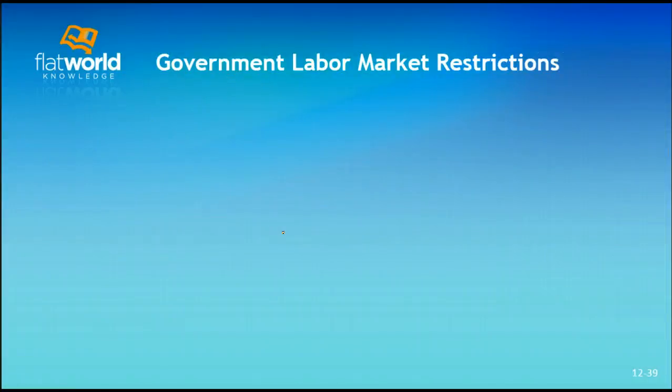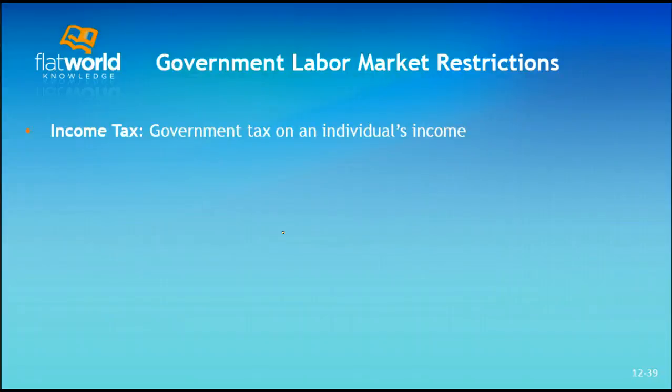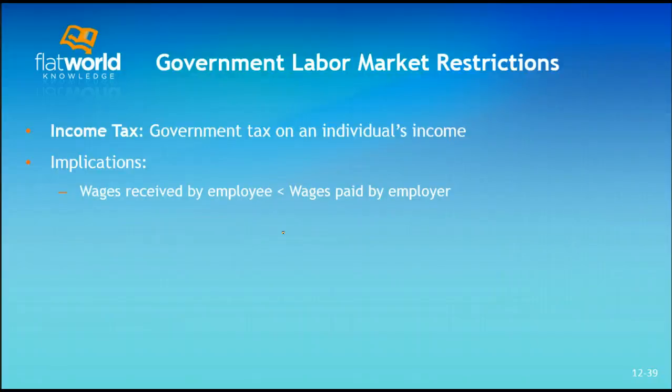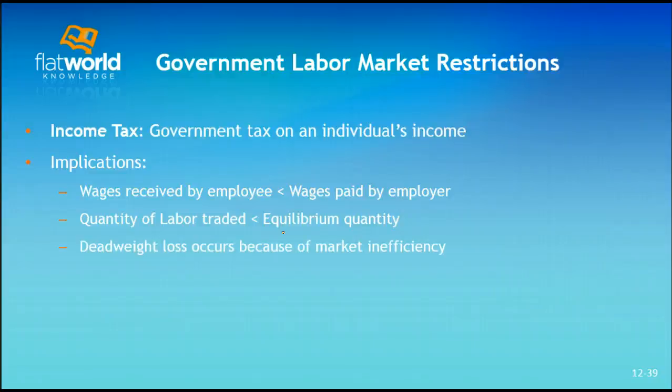Now, one other way that the government can step into the labor markets is to impose an income tax. Well, the way most individuals receive their income is by working, and so this is like saying it's a tax on work. What are the implications? Well, the wages received by the employee will be less than the wages that are actually paid by the employer. In general, if the real wage of an employee is less, we will assume that employees will want to supply less labor, meaning the quantity of labor supplied to the market will actually be less than the equilibrium quantity.